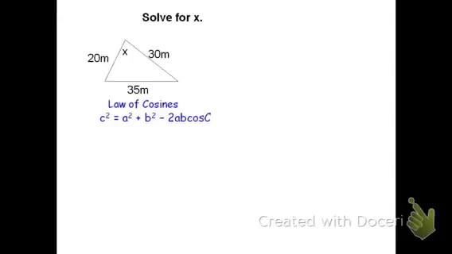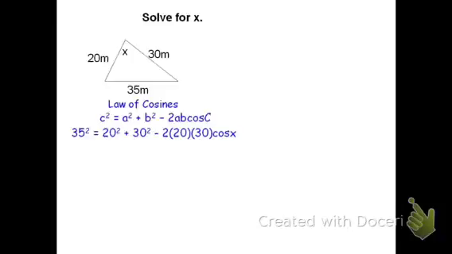I just have to make sure that when I plug it in, 35 is by itself, so 35 squared equals 20 squared plus 30 squared minus 2 times 20 times 30 cosine of x. The reason I'm setting it up like this is because I'm solving for x, the angle that is opposite the side which is 35 meters. Those pieces are opposite from each other, so they go opposite from each other in the equation.